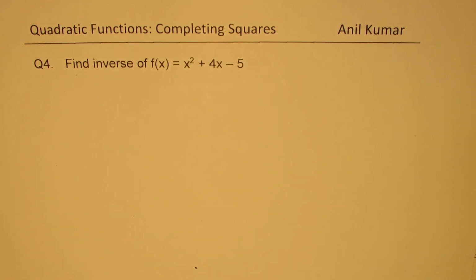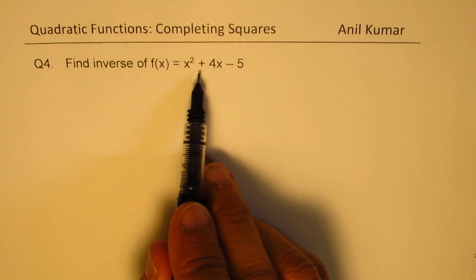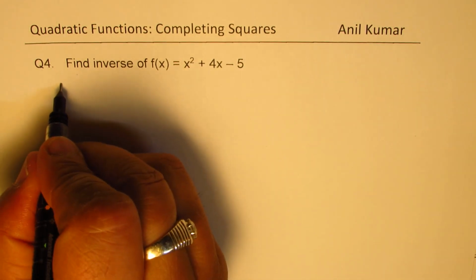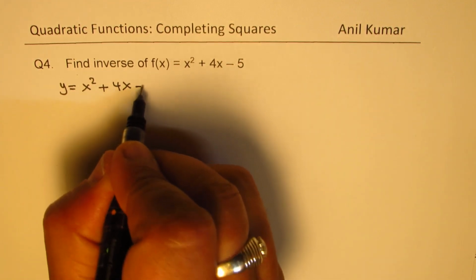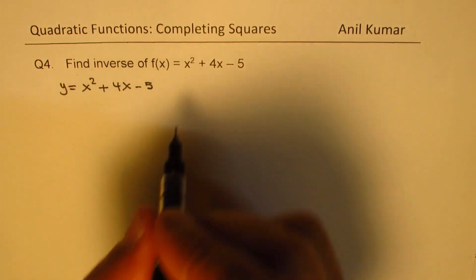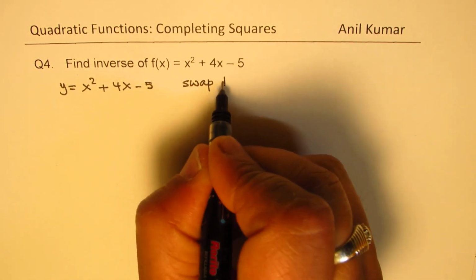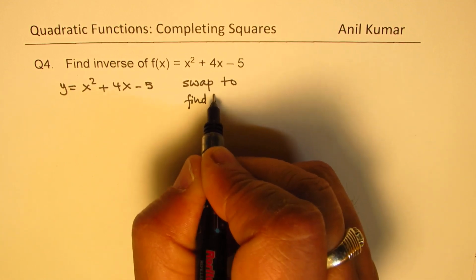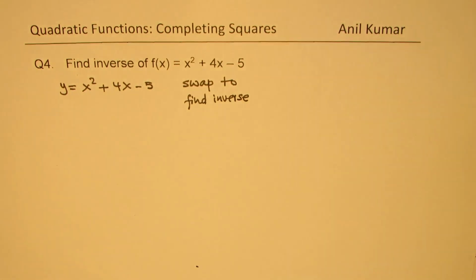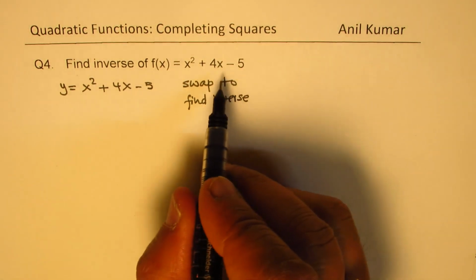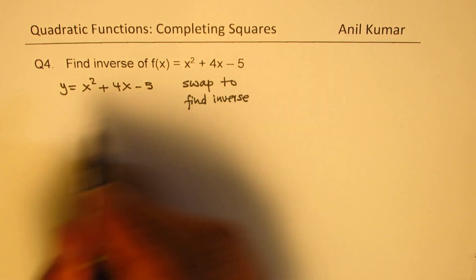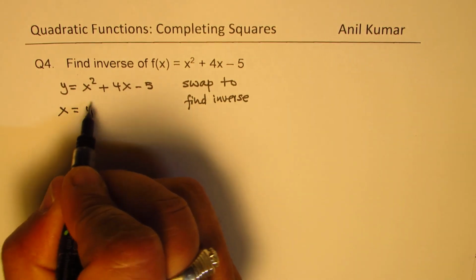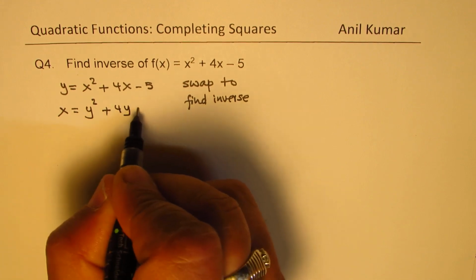Question number 4. Find the inverse of f of x equals x squared plus 4x minus 5. So we could write this as y equals x squared plus 4x minus 5. To find the inverse, we have to swap, right? Directly, you cannot find the inverse from a quadratic standard form of an equation. So you need to write this into a vertex form. And why? Well, let me do it first. So we write x here, and we get y squared plus 4y minus 5.